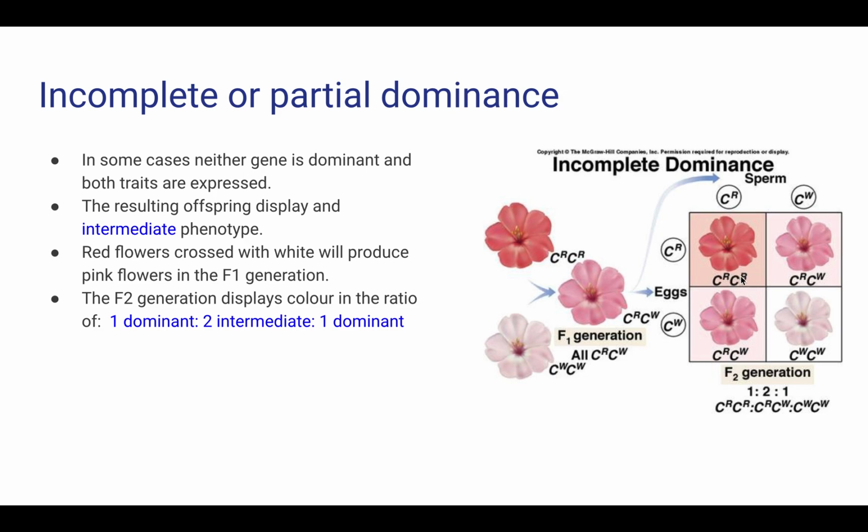So we get 2, so this is a Punnett square. We put the possible alleles that you can get from the eggs up the top.